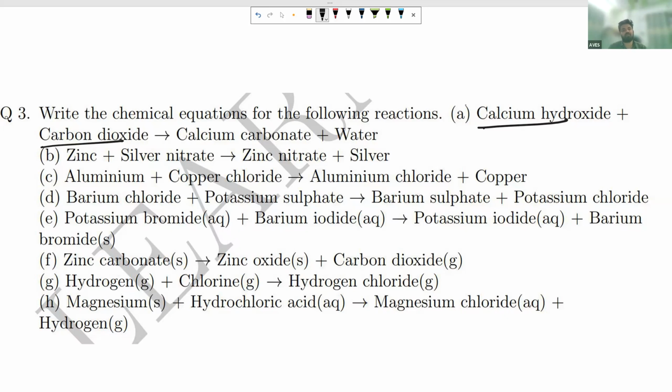You done? Tell me fast. Calcium hydroxide plus carbon dioxide will give you calcium carbonate and water. I'm just helping you. I will give you some of them in the homework. Just write this one, this one, this one, and this one. Write only 4, and the rest you have to write in the homework. We'll provide you the homework. Okay, do it now, fast.